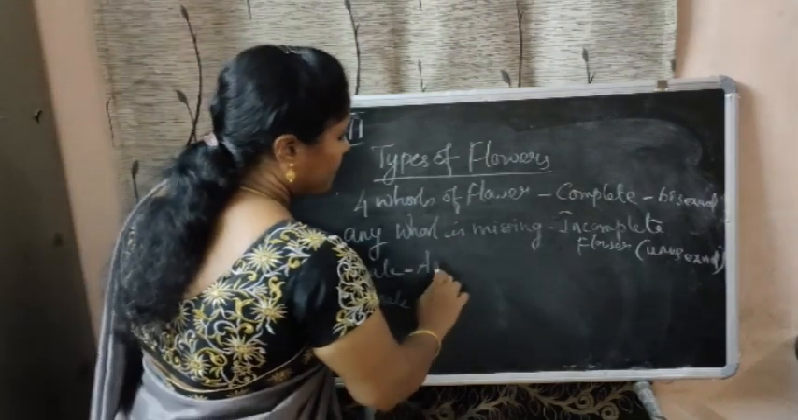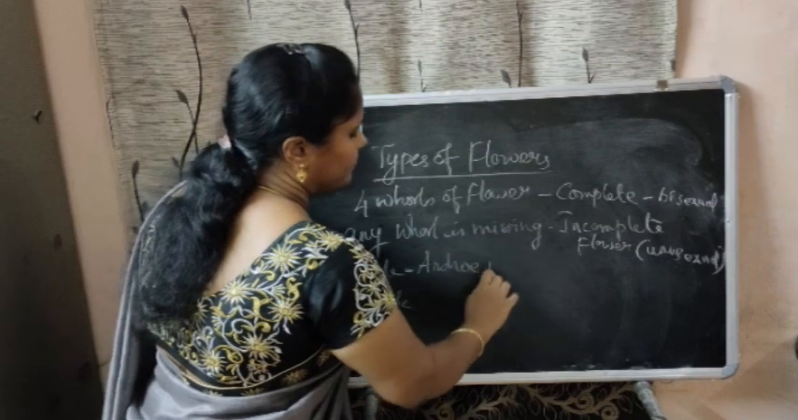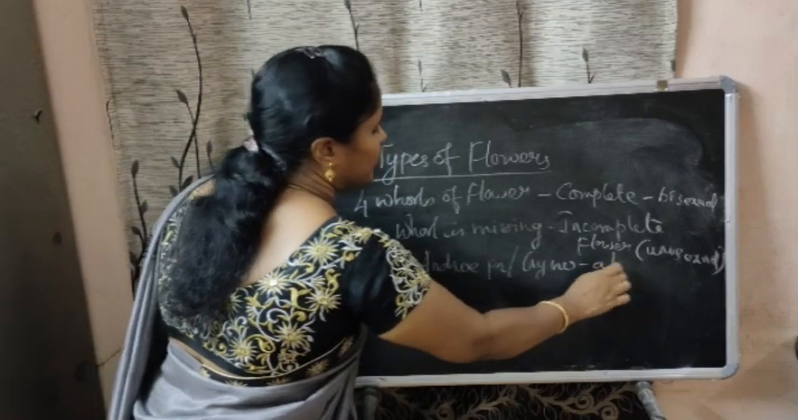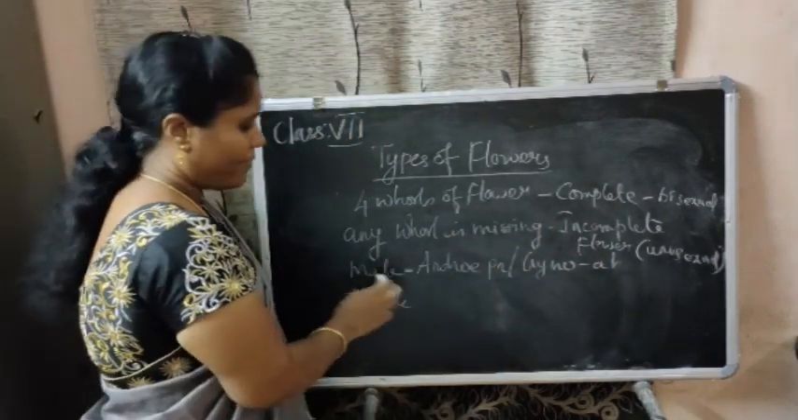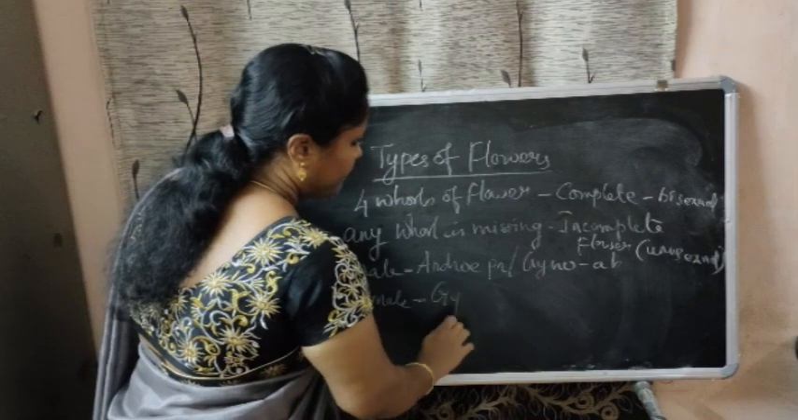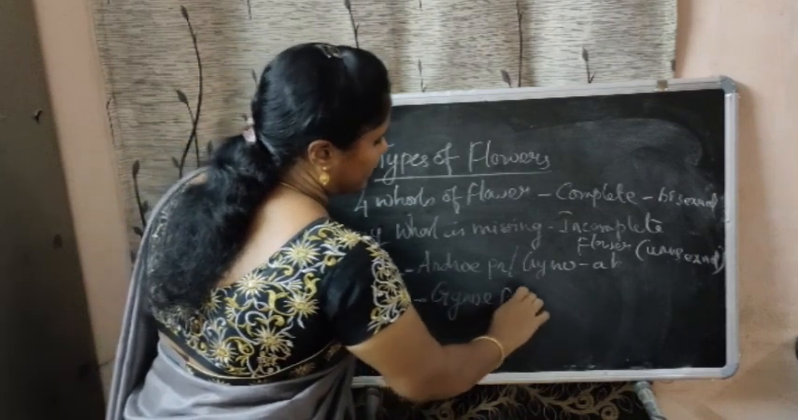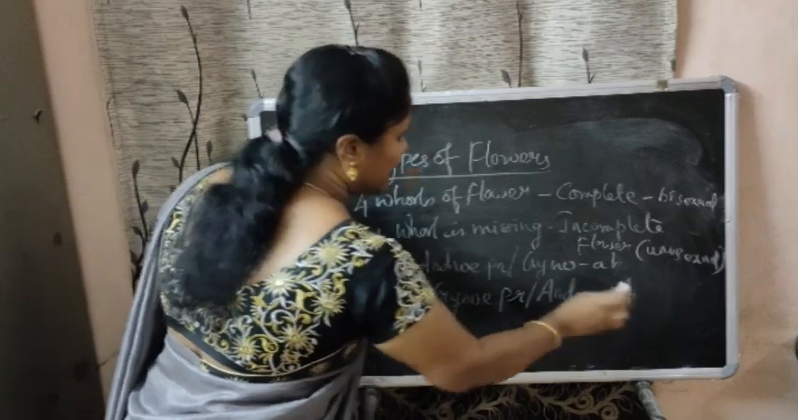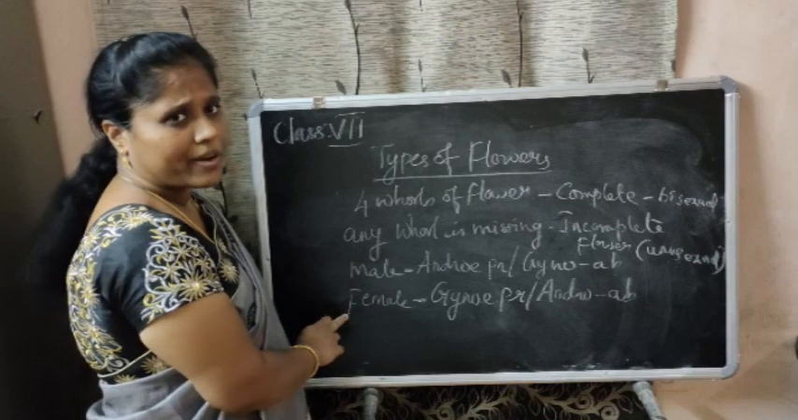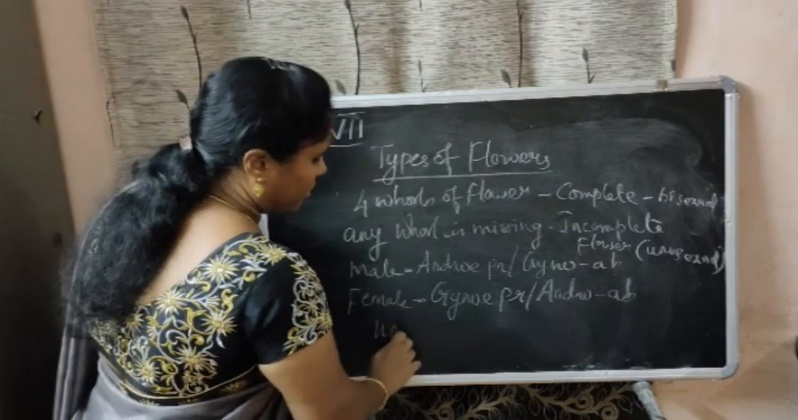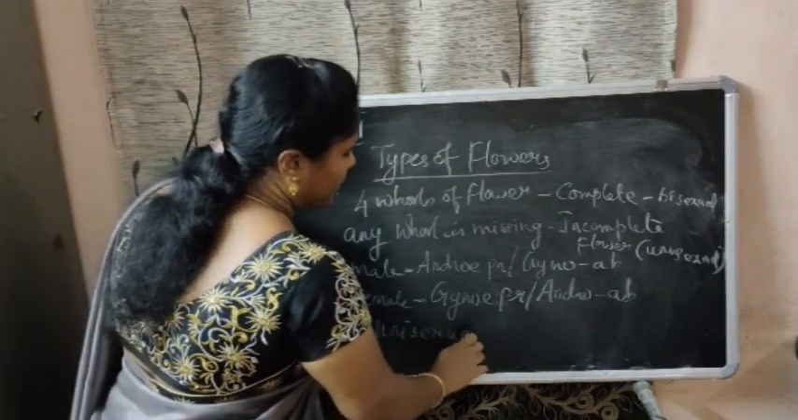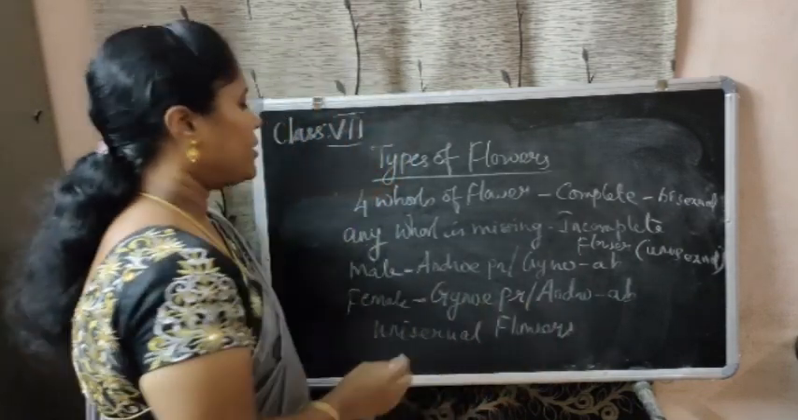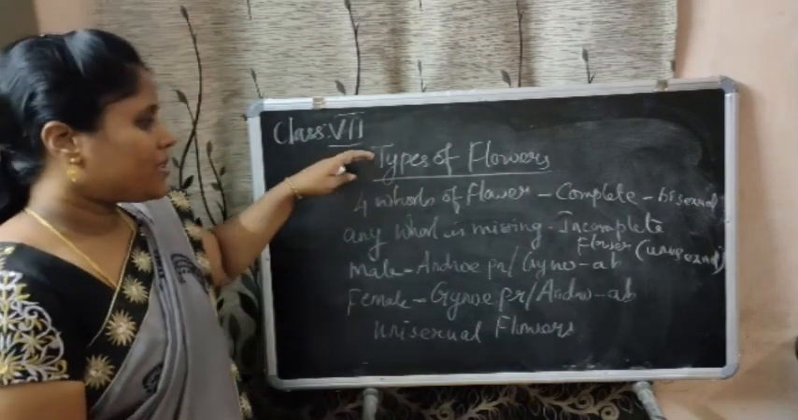If androecium is present and gynoecium is absent, then it is said to be a male flower. And if gynoecium is present and androecium is absent, then it is said to be the female flower. And these flowers are also called unisexual flowers.